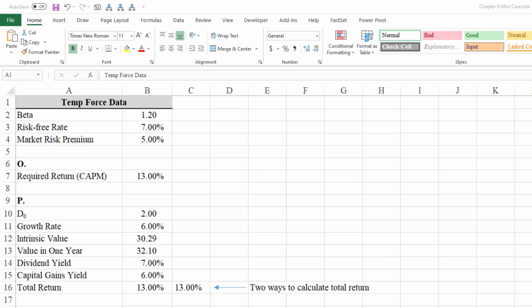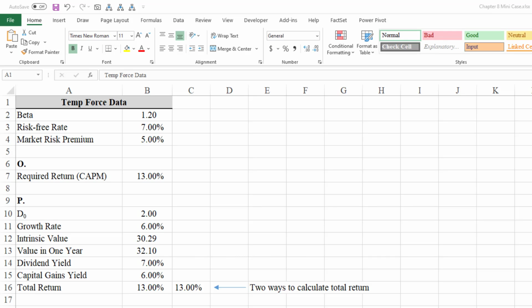And to find this, given the information that we have, and remember, anytime you see beta, risk-free rate, expected market return, or market risk premium, you should be thinking CAPM immediately. And that's exactly what we're going to do here. So the CAPM tells us that the required return is 7% plus 1.2 times 5%. Now notice that they've given us the market risk premium. If they had told us that the expected market return was 12%, then we would do, in parentheses, 12 minus 7 gives us the 5% market risk premium times 1.2 plus the 7%. Either way, we get a required return based on the CAPM of 13% for TempForce.